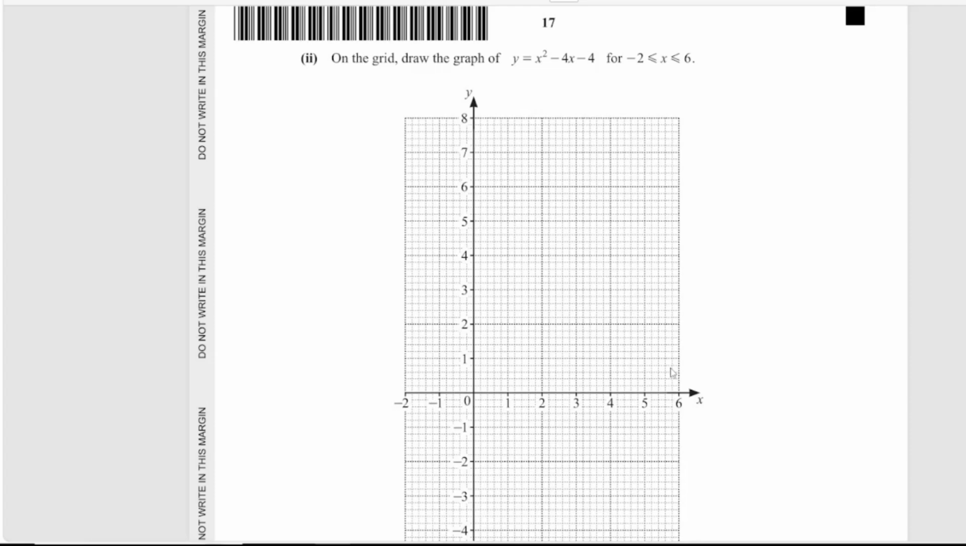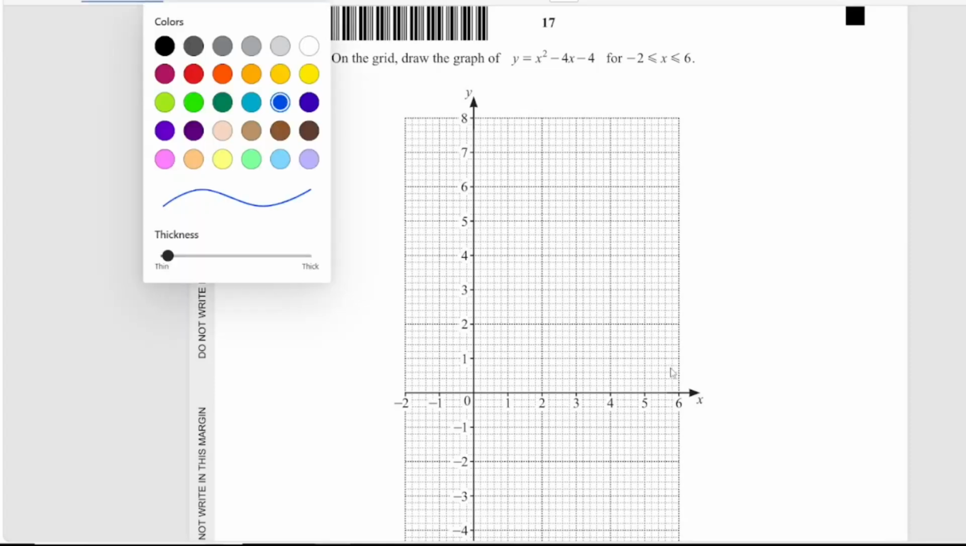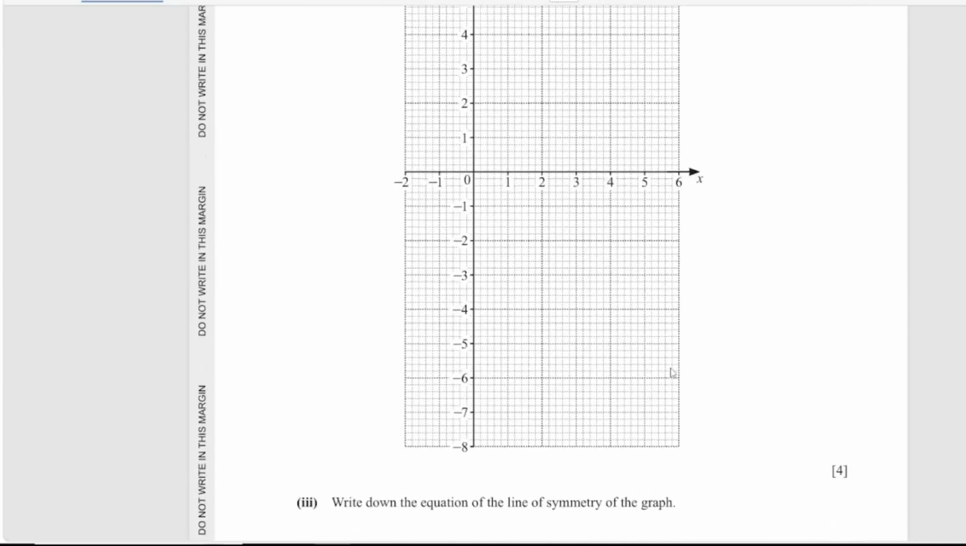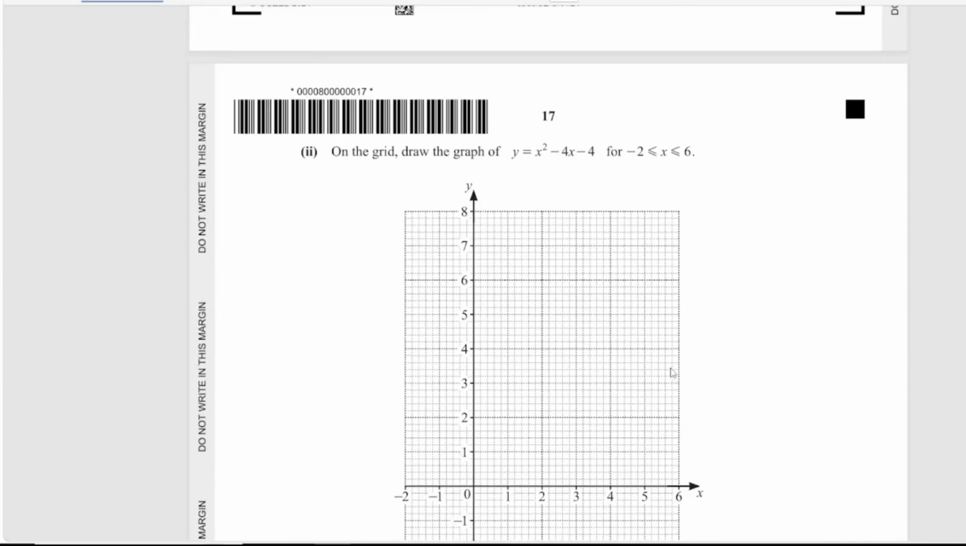And here's another example. On the grid, draw the graph of y equals this, as given. Over here, unfortunately, we're not given any table. It means that we are supposed to use our own table if we want to. Other than that, this is the domain, right? If you want to do a table, you start from -2, -1, 0, 1, until you get to 6.